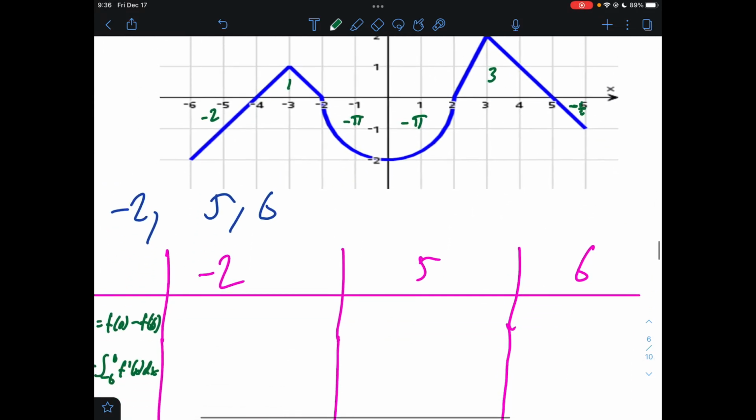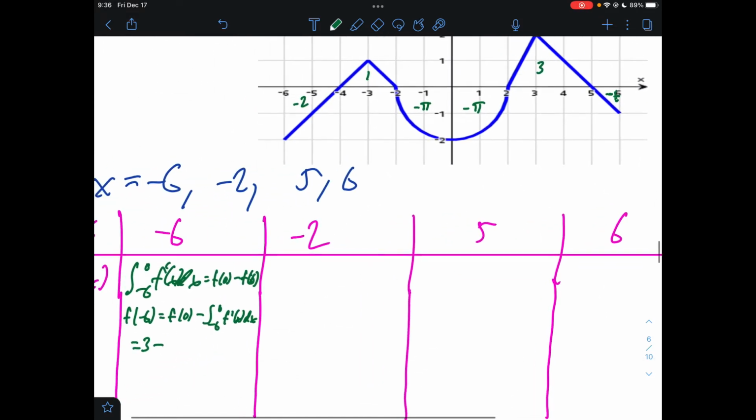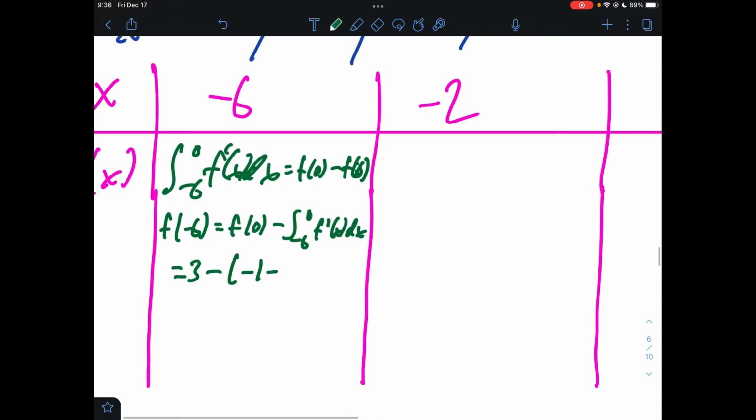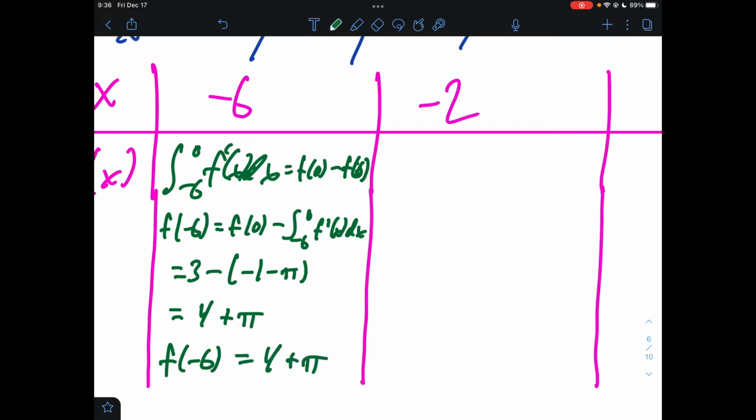So the integral from negative 6 to 0 that we need here would be negative 2 plus 1 minus pi, or negative 1 minus pi, which would be 3 plus 1, or 4 plus pi. All right, so our first answer, f of negative 6, is 4 plus pi.